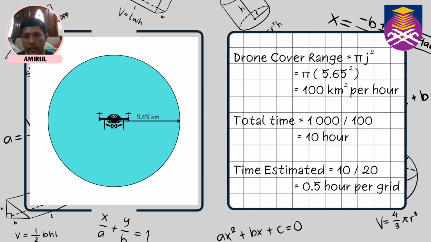The next calculation is the total time, which means the total time for the drone to cover the whole field, which can be calculated by dividing 1,000 kilometers by the drone's cover range, which is 100 kilometers per hour. From that, I get 10 hours. So now I can estimate the time for the drone to cover one grid by dividing the total time by the total grids. Now I get the estimated time, which is half an hour for the T30 drone to cover one grid in pesticide.